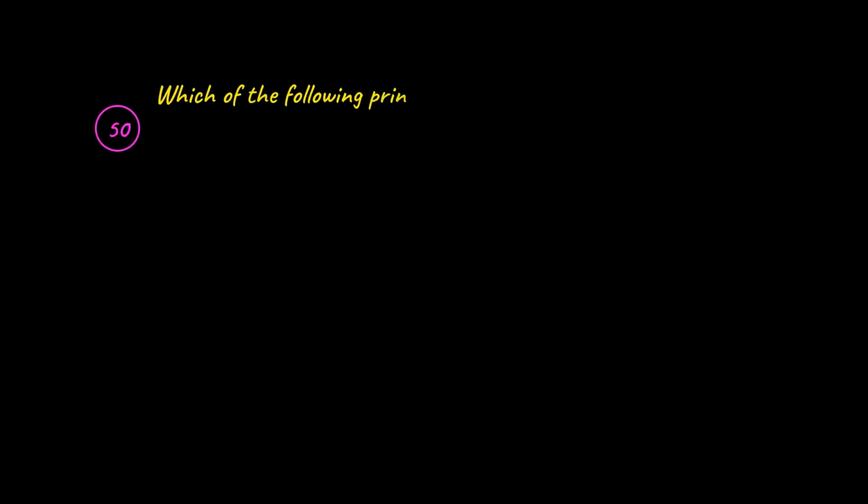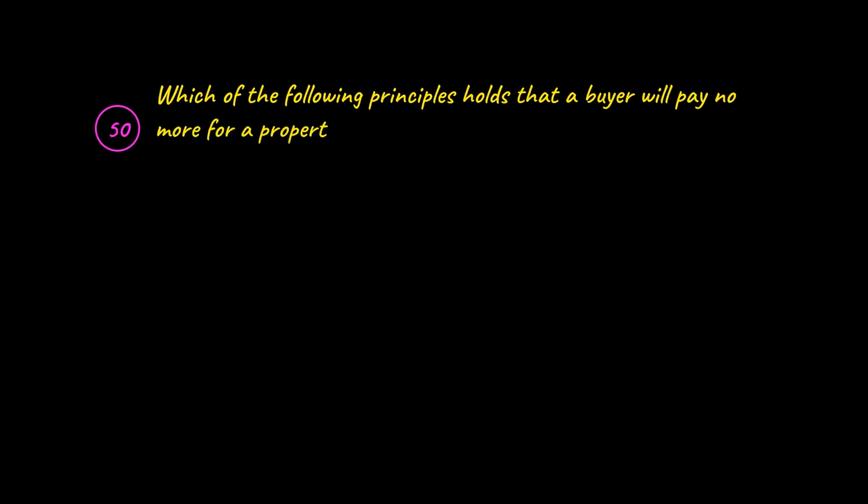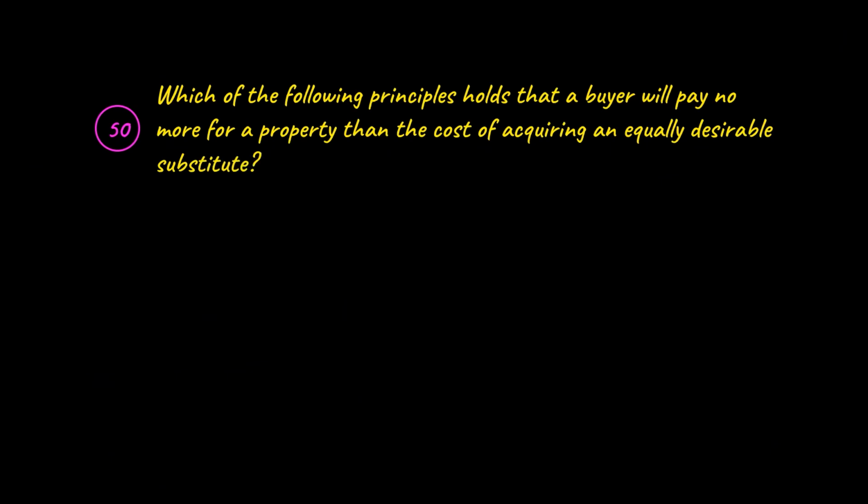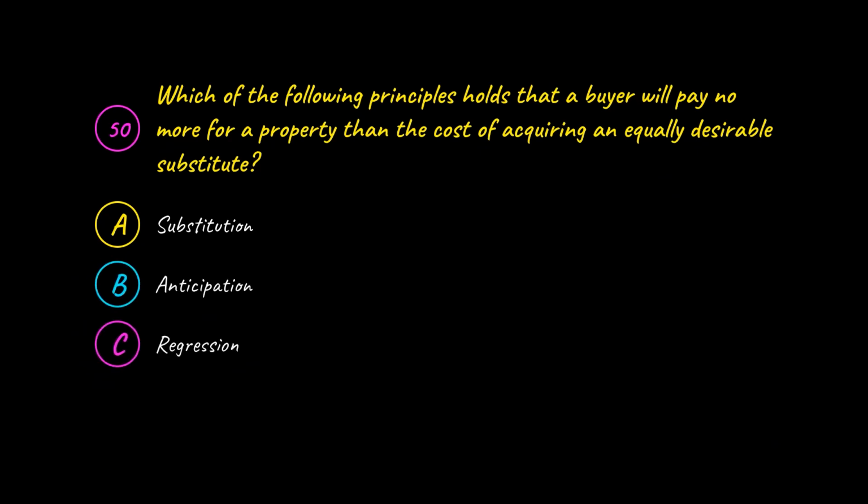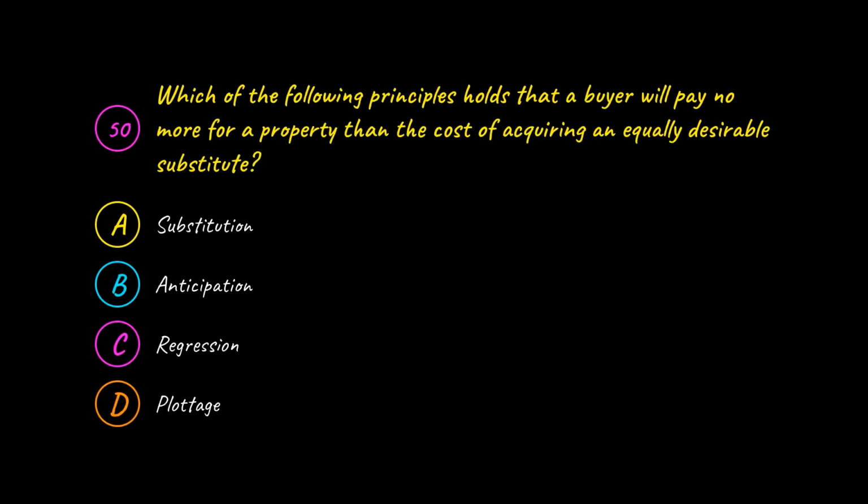Question 50. Which of the following principles holds that a buyer will pay no more for a property than the cost of acquiring an equally desirable substitute? Your options are A. Substitution, B. Anticipation, C. Regression, D. Plottage. Take a second. Which answer would you pick?